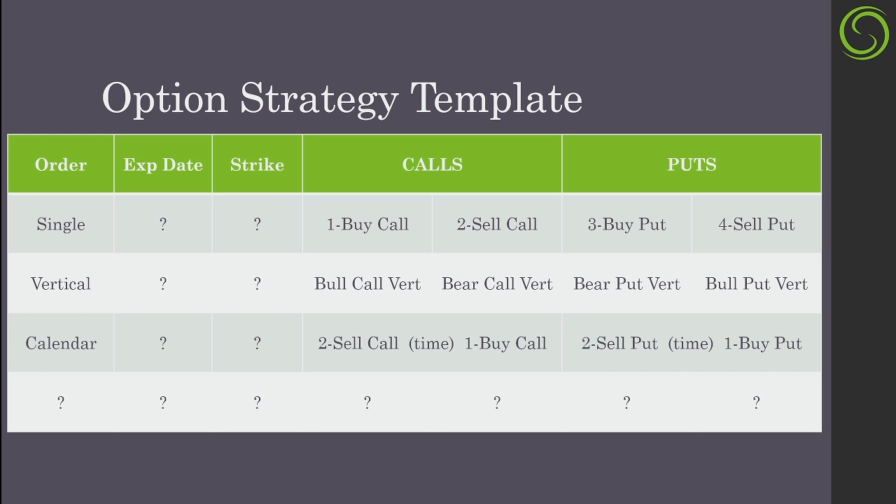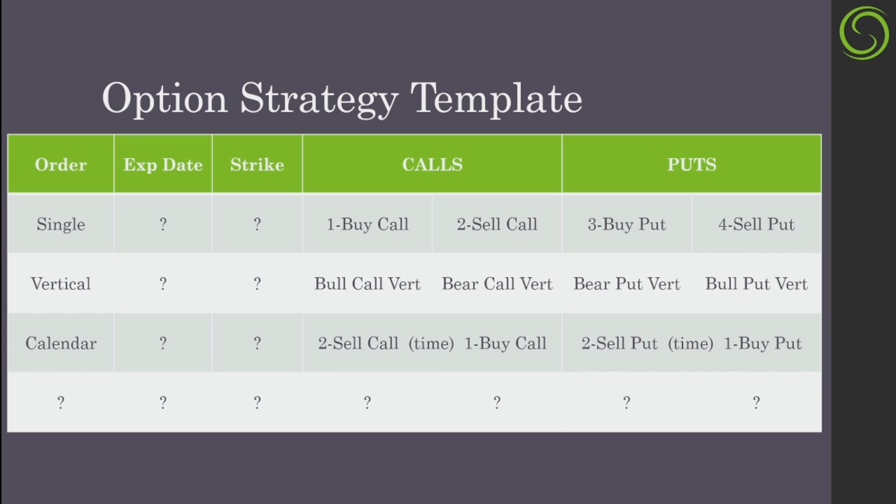So as we continue our journey to fill out this option strategy template, we have the single order, we have the vertical order, and now we have the calendar order. I bet many of you thought that this order was going to be called the horizontal order, but it's not. It's just called the calendar order. I'll explain that more as we switch over to the broker, and I'll show you why the vertical is called the vertical and the calendar is called the calendar.